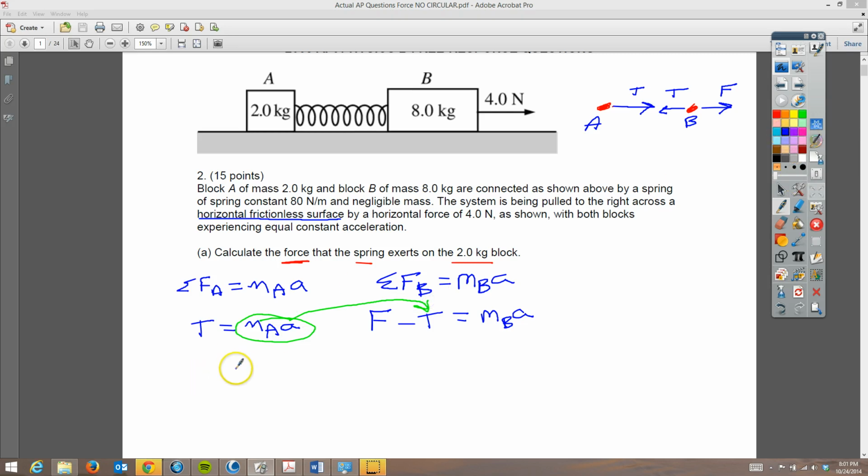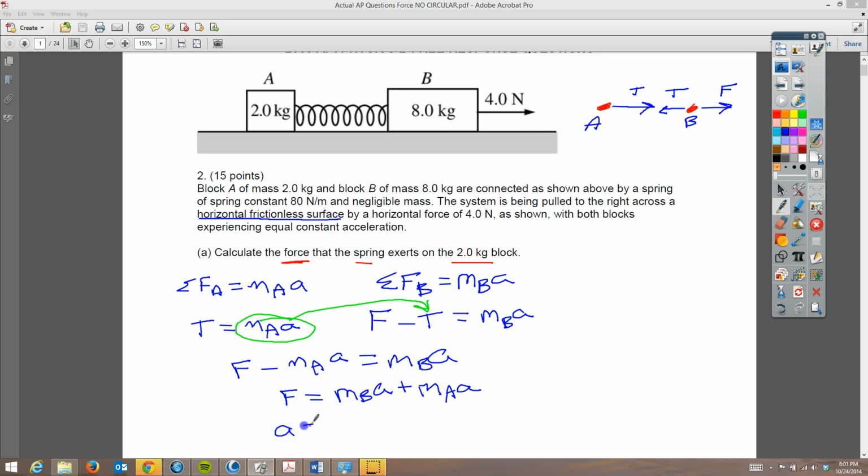And at this point we can say F minus M_A times A should be equal to M_B times A. And now we have the force is equal to M_B times A plus M_A times A. So there's our equation so far, and they want the force. Now, before we can do that, we've got to find the acceleration of the system. So let's go ahead and solve this for A.